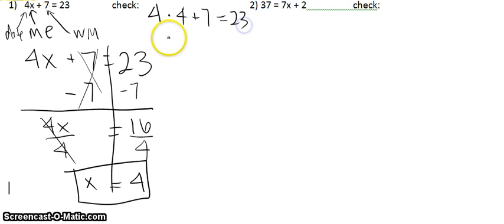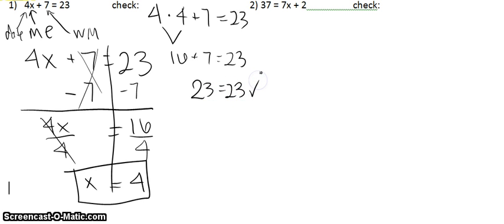see if that's true. Order of operations says multiply before you add. 16 plus 7, and it is true that 16 plus 7 equals 23. So that's how I show my complete check.